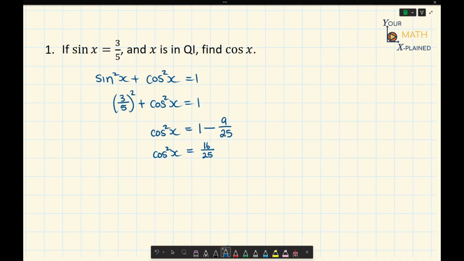And now we just need to square root both sides. So we end up with cos x is equal to positive or negative 4 over 5. However, because we are in quadrant 1, we know that cos x must be positive. So therefore, the solution is cos x is equal to positive 4 over 5.